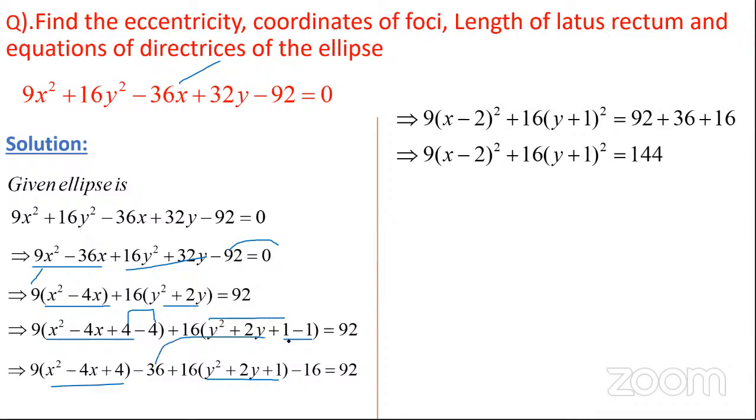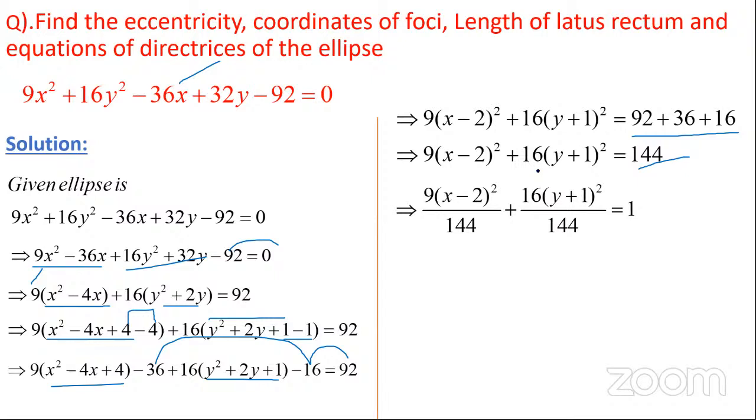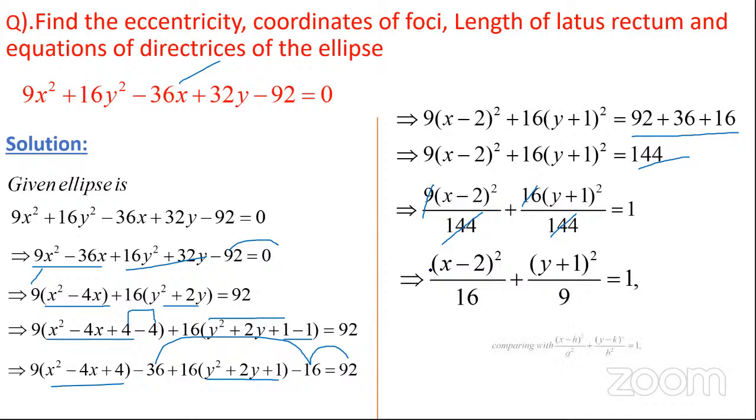I'm taking these two, 36 and 16, to the right side. I will get 92 plus 36 plus 16, which is nothing but 144. Now I'm going to divide the total equation by 144. Then I will get 9 of x minus 2 whole square by 144 plus 16 of y plus 1 whole square by 144 equal to 1. 144 by 9 is 16, and 144 by 16 is 9. Then I will get x minus 2 whole square by 16 plus y plus 1 whole square by 9 equal to 1, which we compare with the equation x minus h whole square by a square plus y minus k whole square by b square equal to 1.